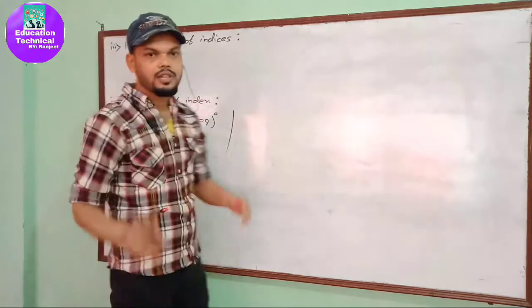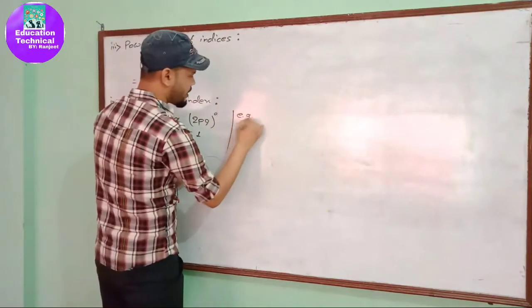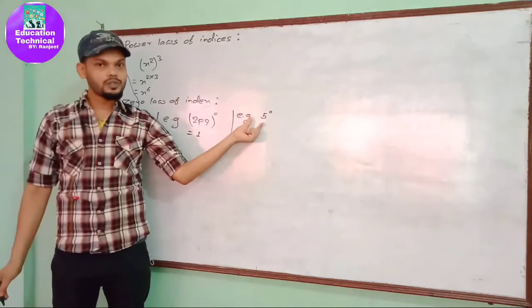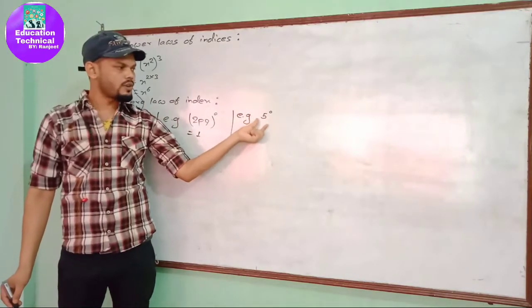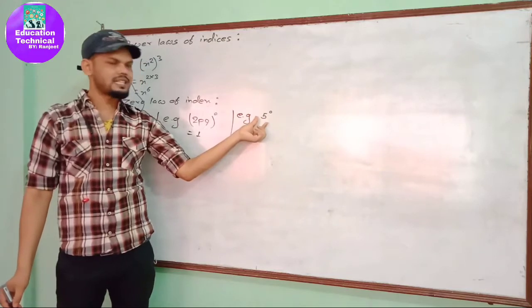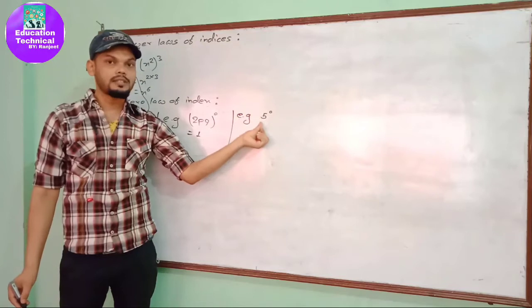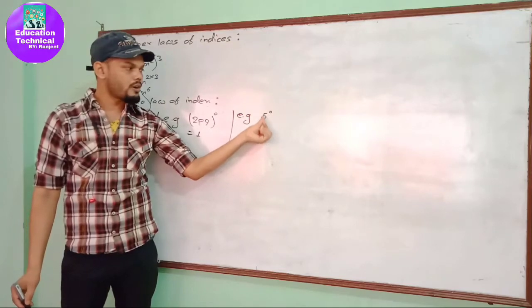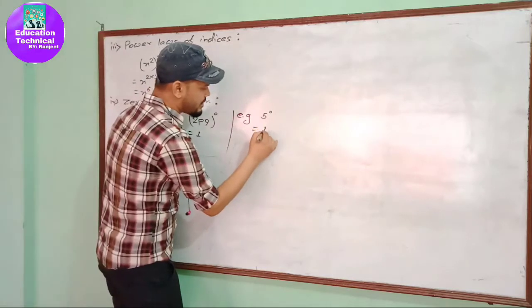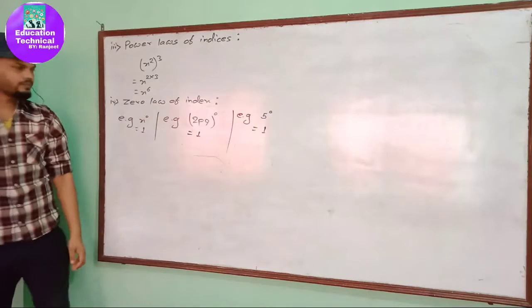Similarly, we can take another example for a constant value also. Suppose 5 power 0. Here this 5, the constant value, also plays as the base. So we can say that this 5 is the base as well as the constant, and the power of this base is 0. So simply we can write the value of this as 1. So this is our zero law of index.